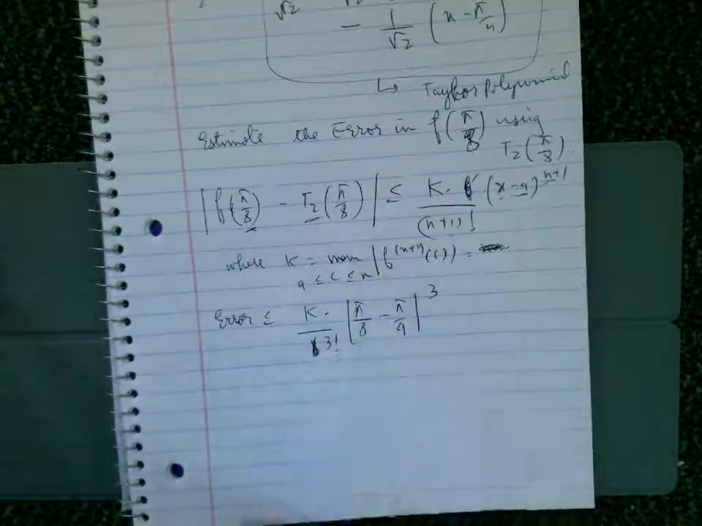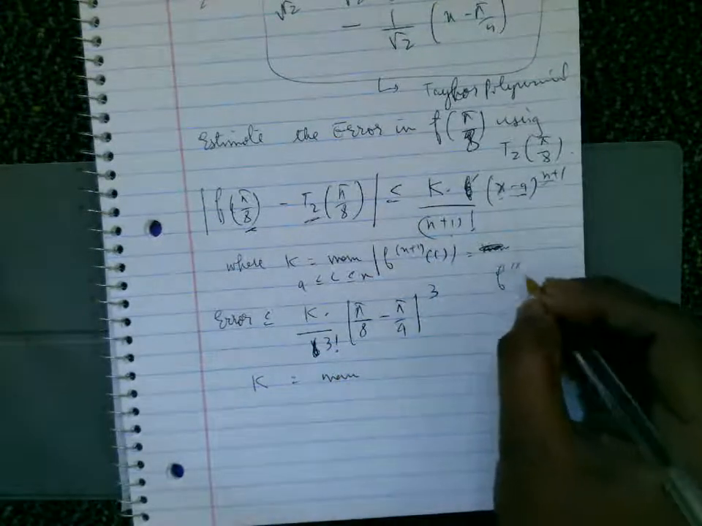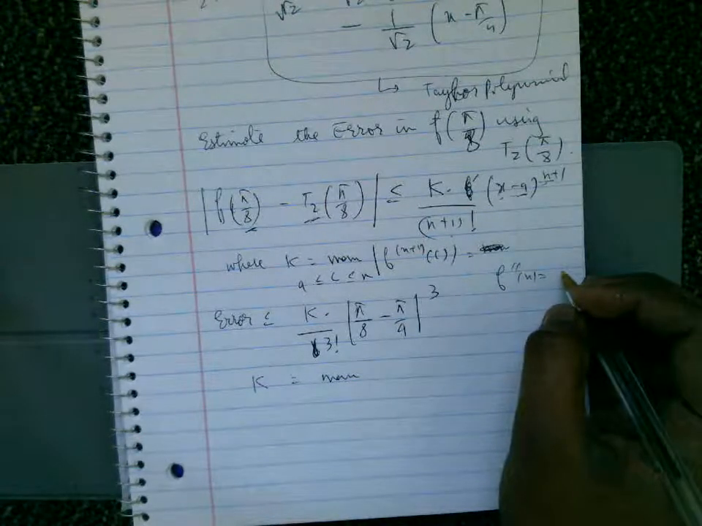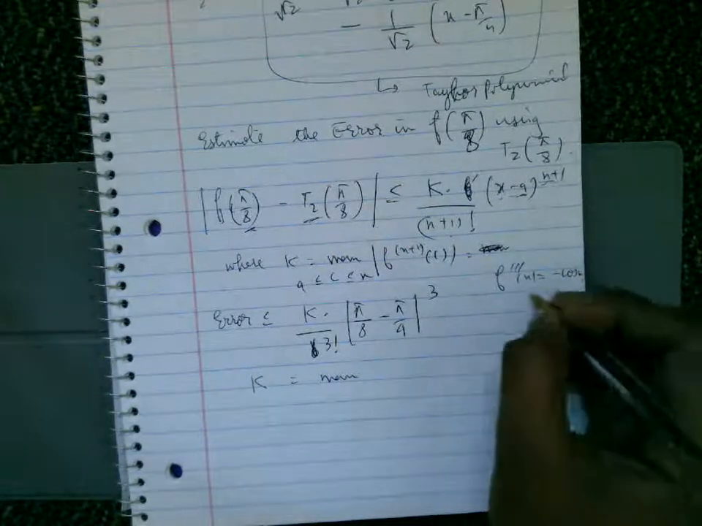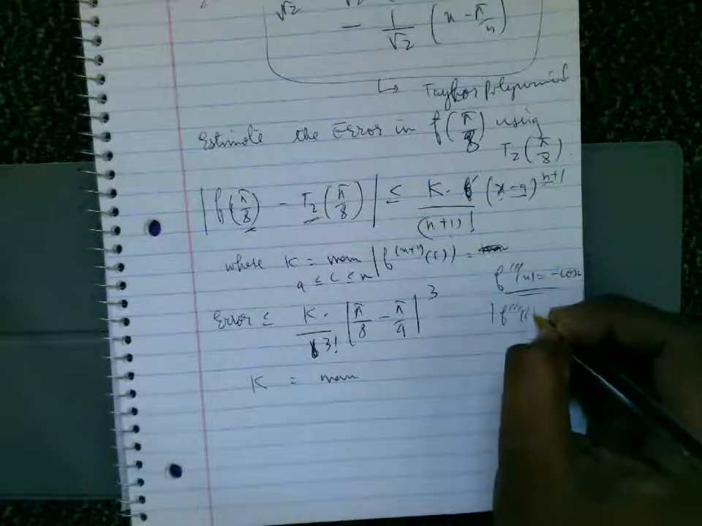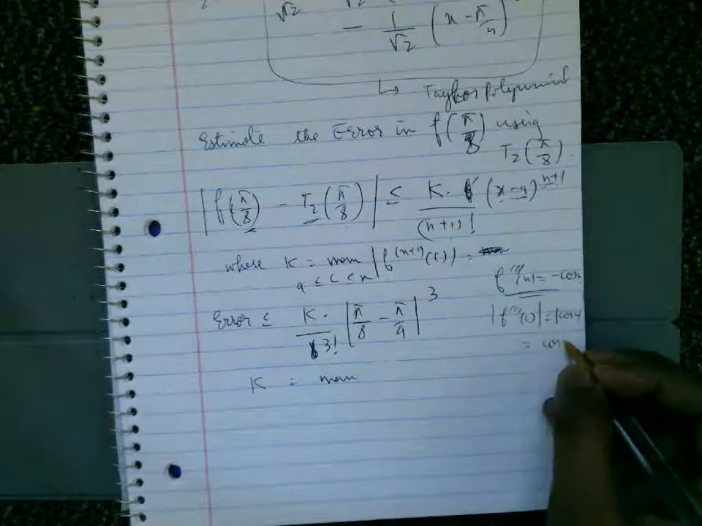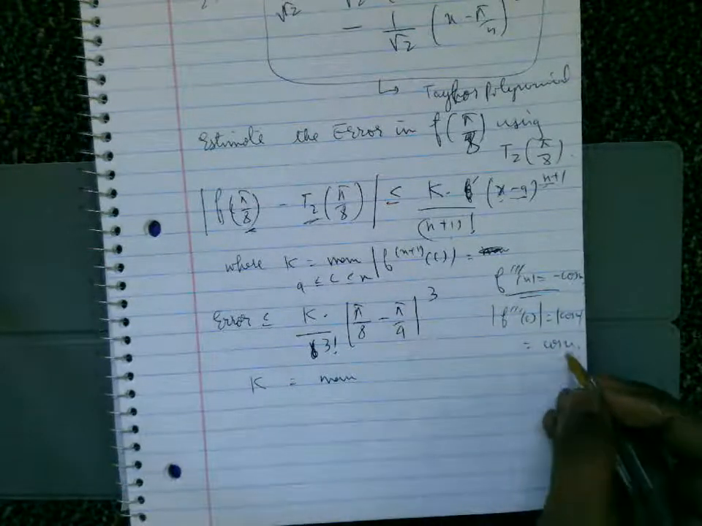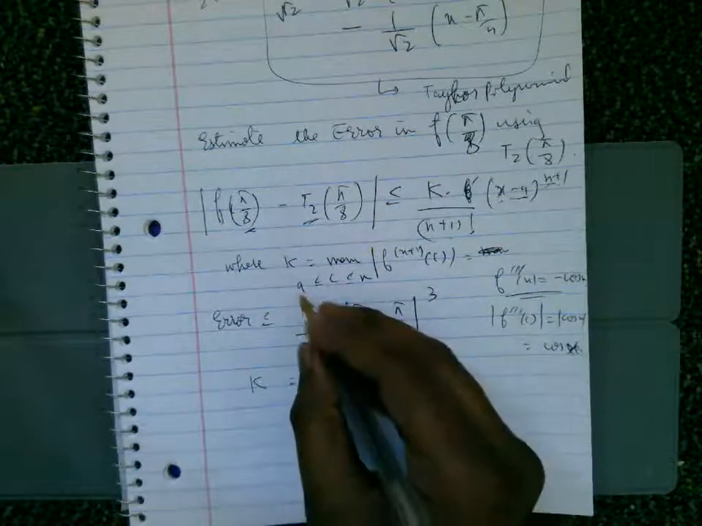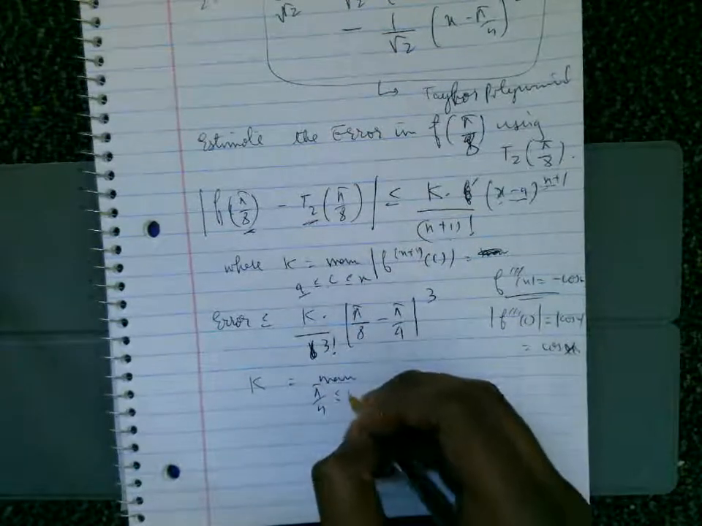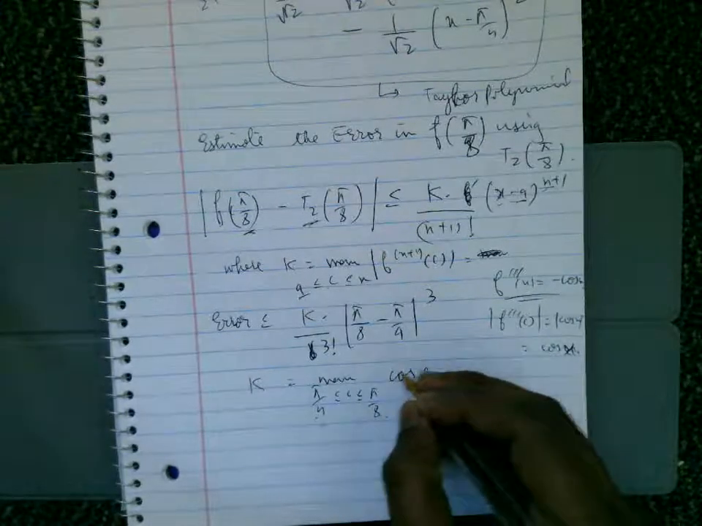So I'll write down 3 factorial, and K is the maximum of modulus of f triple prime of c. We know that f triple prime is minus cos x. So the modulus of this is modulus of cos x, which is cos x, and we want to find the maximum value of this between a, which is pi by 4, and x, which is pi by 8.